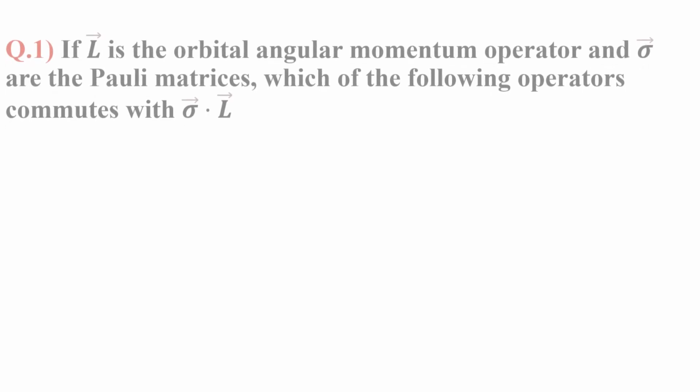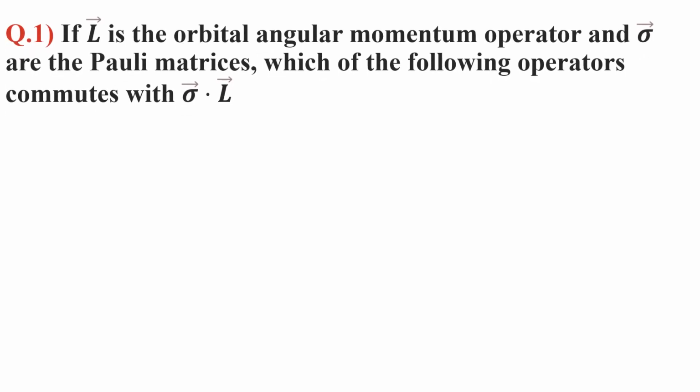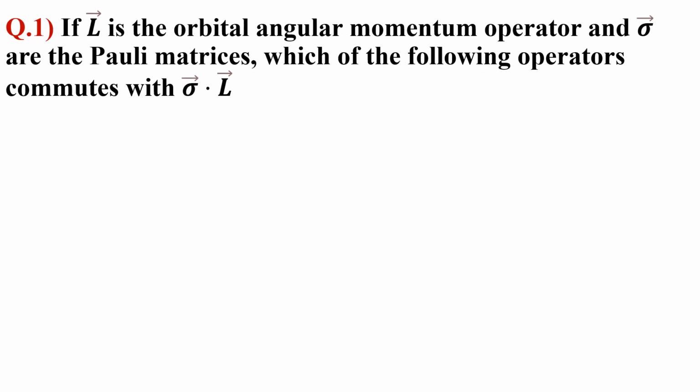Question 1. If L vector is the orbital angular momentum operator and sigma vector are the Pauli matrices, which of the following operators commutes with sigma vector dot L vector?